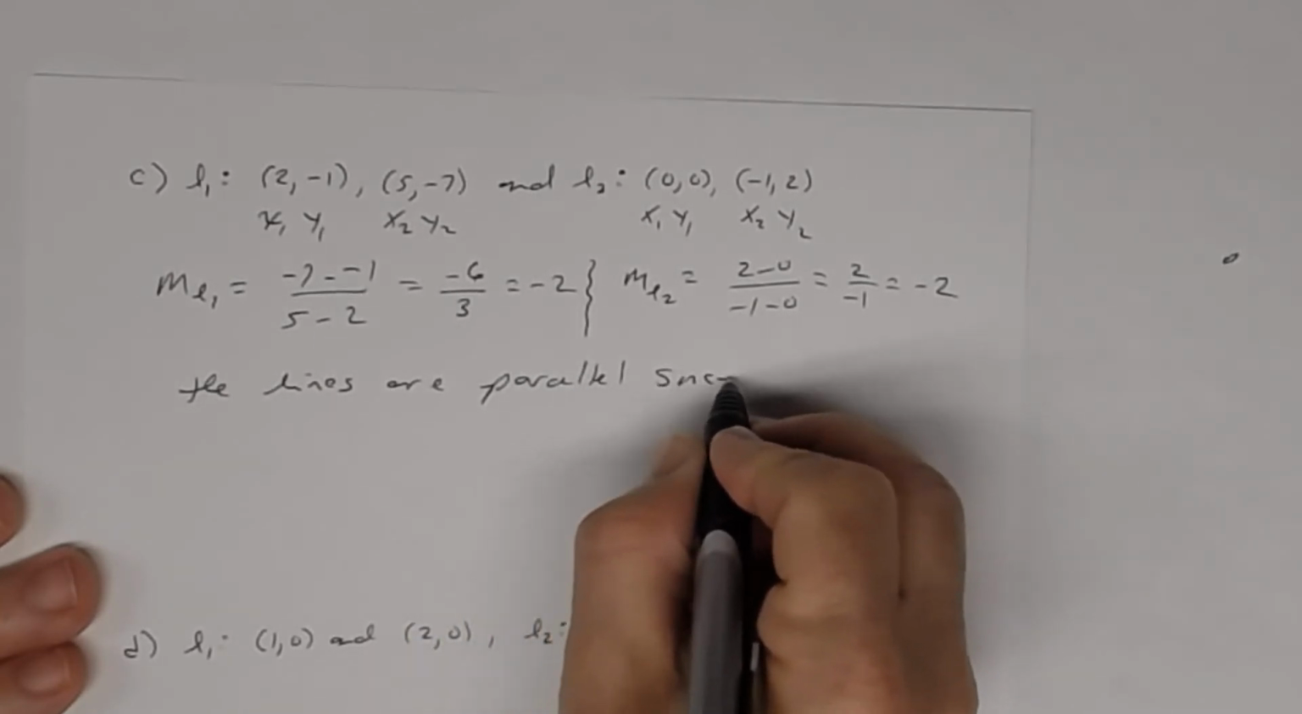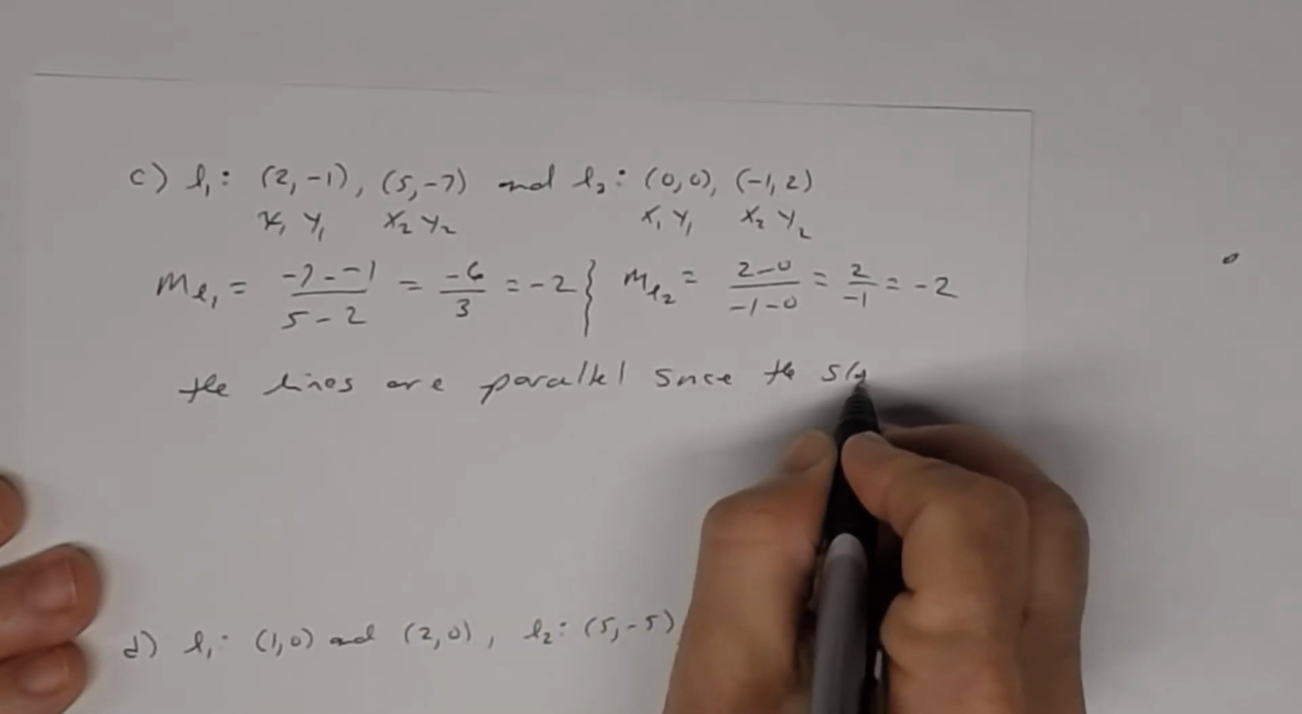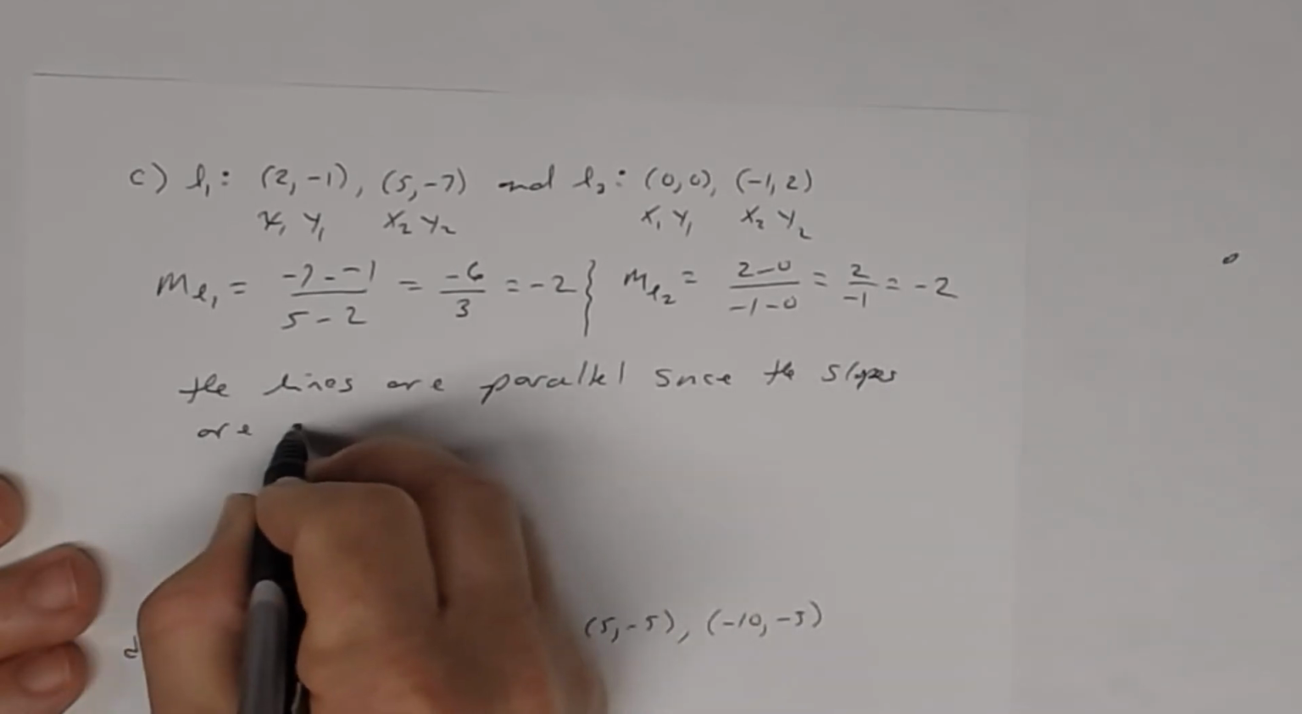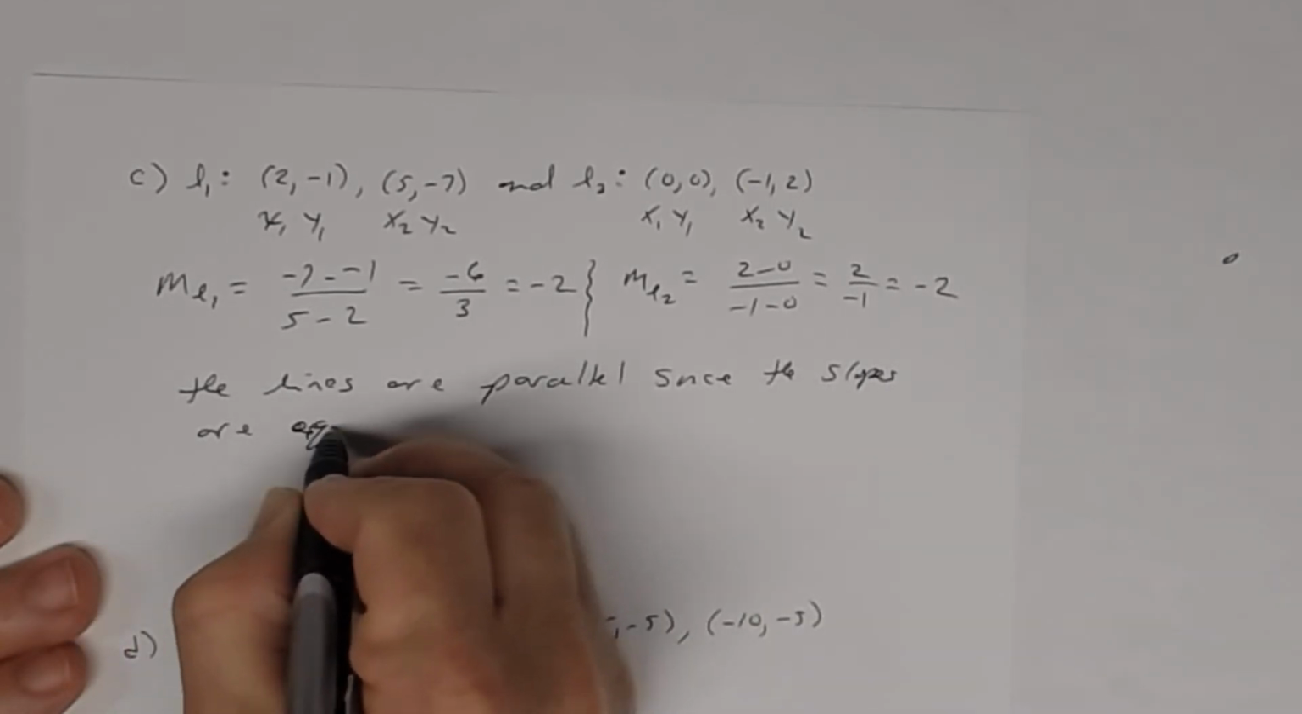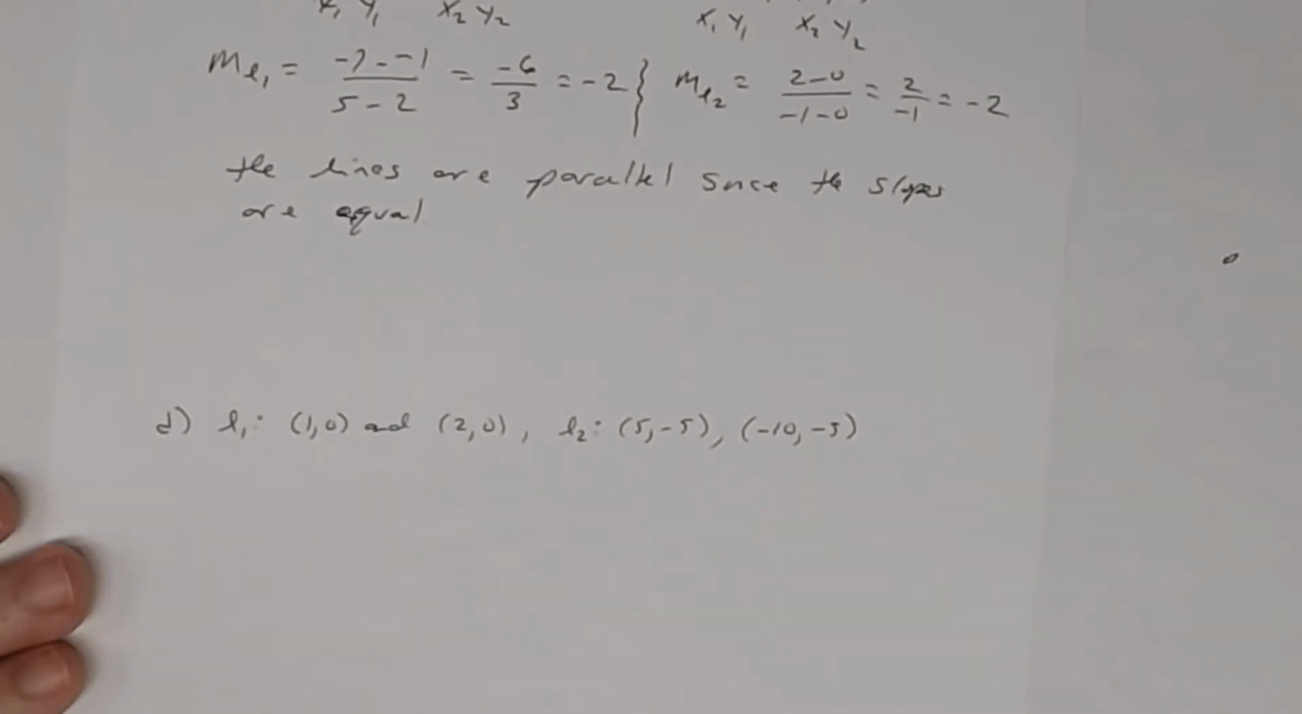Since the slopes are equal. Okay? All right, so the lines are parallel since the slopes are equal.